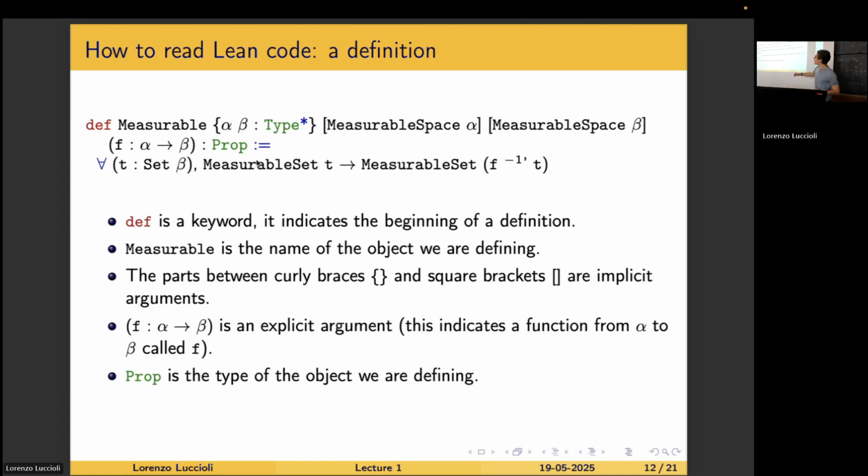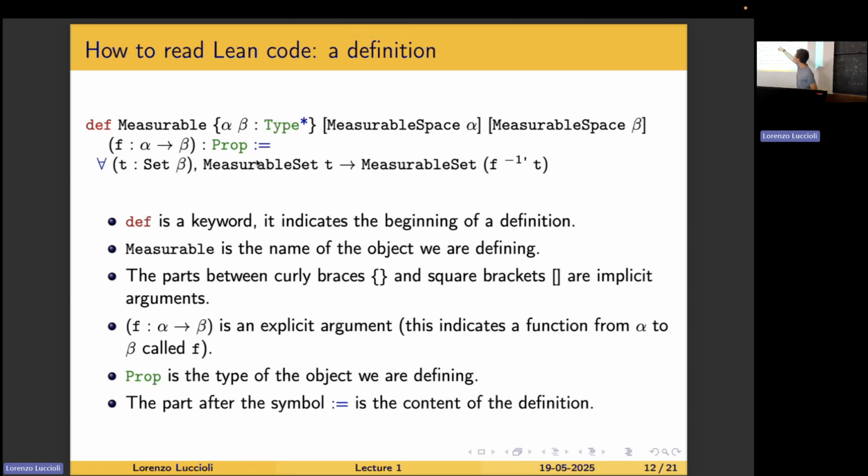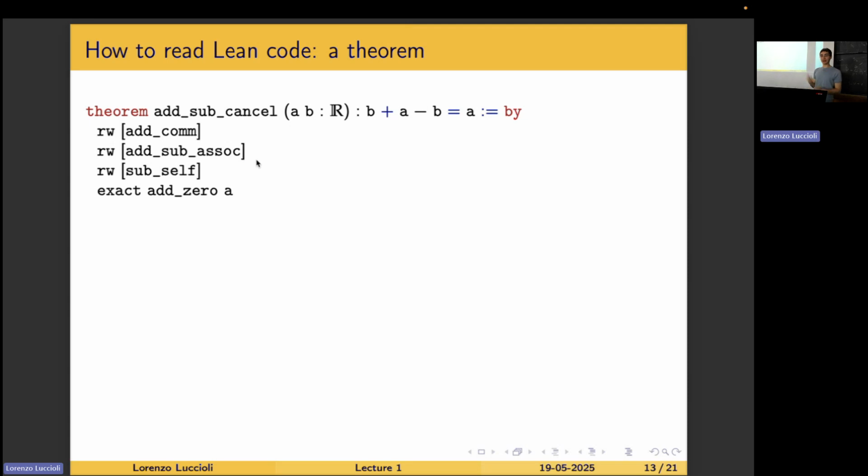Okay. And what is this proposition? What is the mathematical content of the proposition? This is everything that's written after the colon equals sign. And I think you can read it quite easily. We're saying that for every t, which is of type set beta, which means it's a subset of beta, if t is a measurable set, then the preimage of t with respect to f is also measurable. Okay, that's the standard definition of measurable function. Let's see a second example.